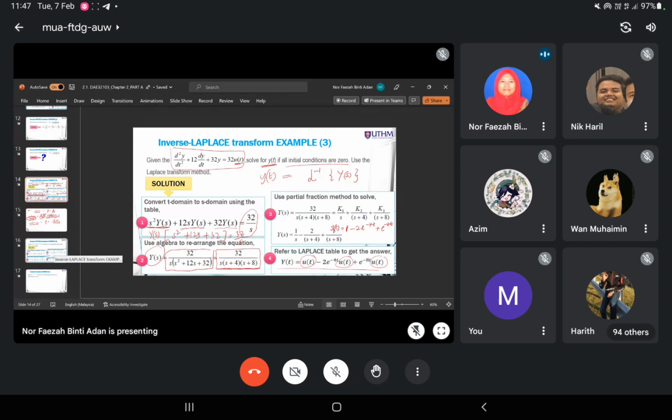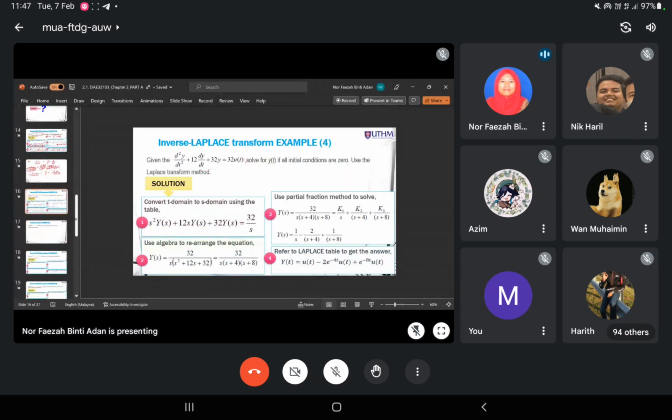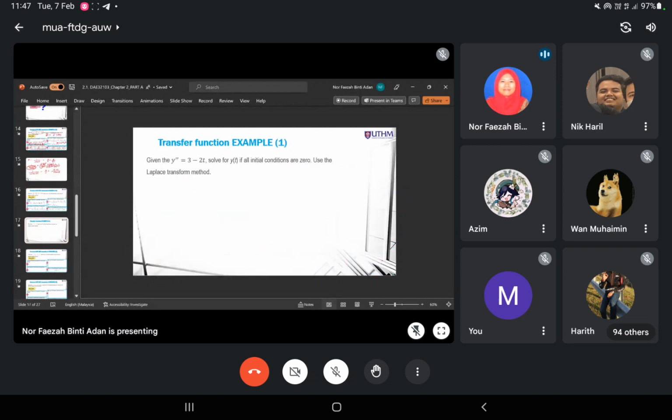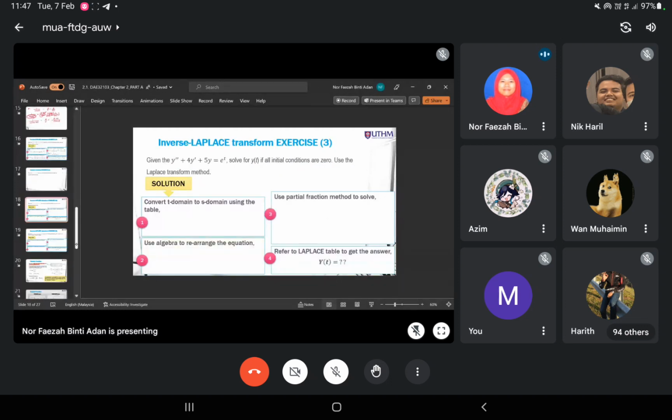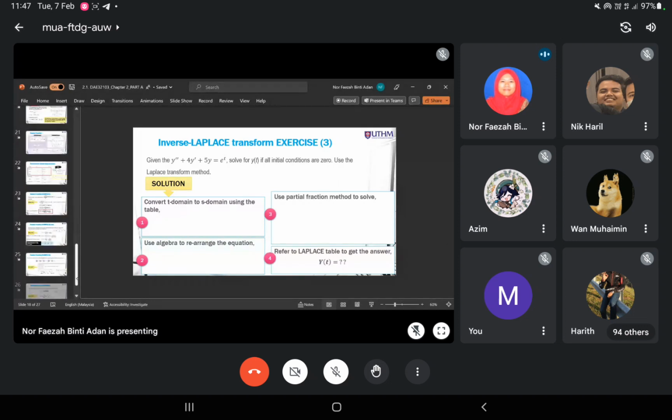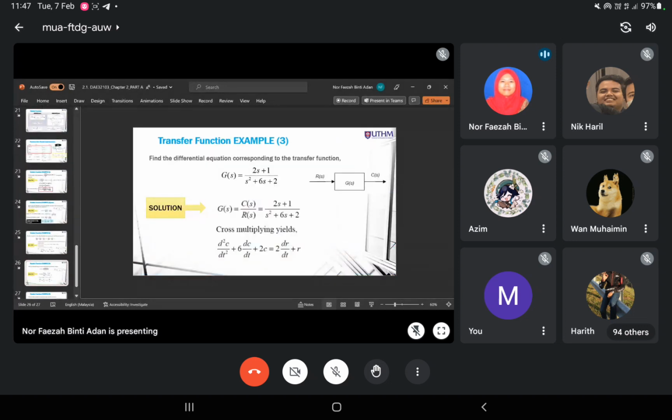So ni soalan yang Laplace transform biasa. Maksudnya dia bagi you differential equation, you solvekan guna partial fraction and then refer table, dapatkan balik dia punya time domain. Ataupun you have a different type of question yang mana you are given the S domain equation. Ni contoh ni. I think somewhere here. Okay, you are given the S domain equation. You are supposed to find the differential equation.